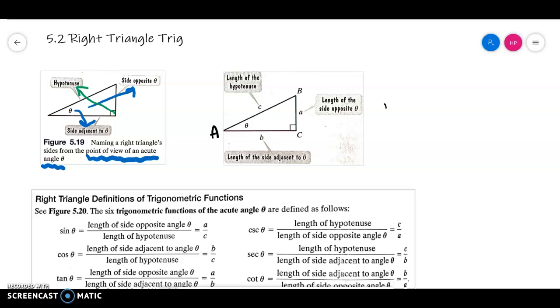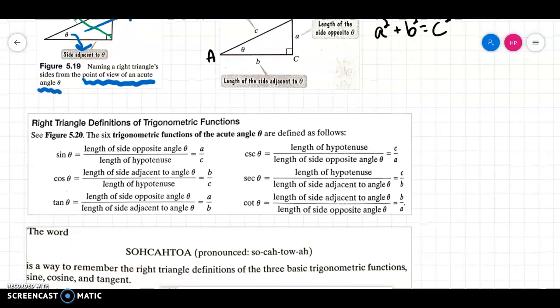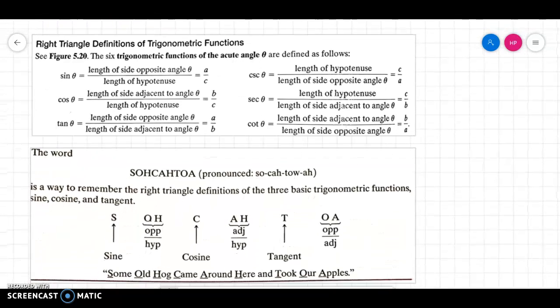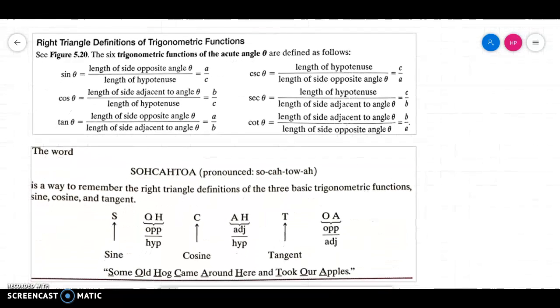And this is because we're going to need the Pythagorean theorem. So a squared plus b squared is equal to c squared. So it's always the opposite side and the adjacent side are my two legs, and it'll be equal to the hypotenuse squared. So this might look a little overwhelming. There's a lot going on here with the right triangle definitions.